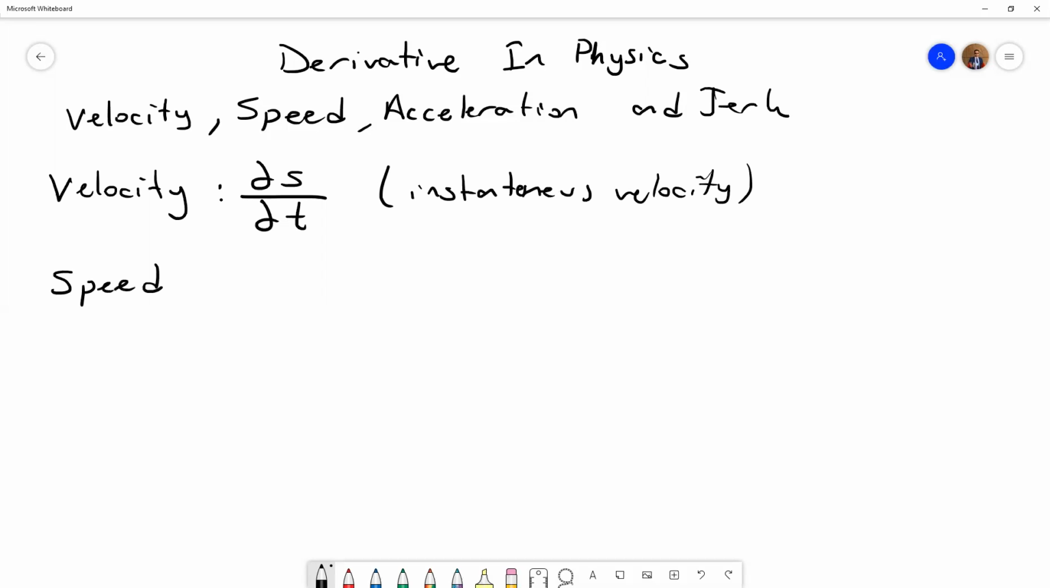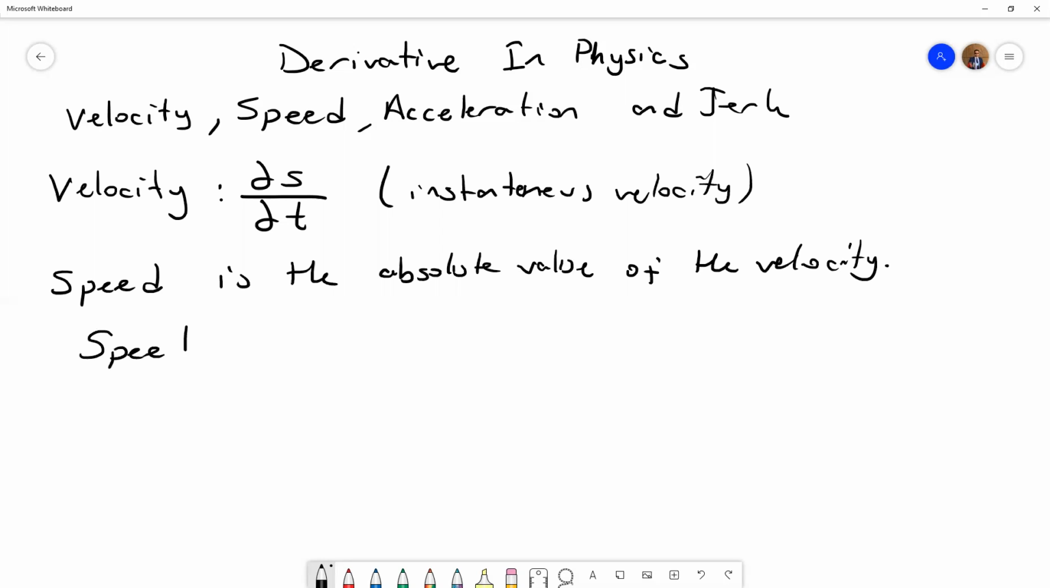So let's find speed. Speed is the absolute value of the velocity. If you know the time, we put the time in the derivative of s with respect to t, and when we take the absolute value, we will find the speed. So speed is equal to the absolute value of v(t), that is, the absolute value of delta s over delta t.